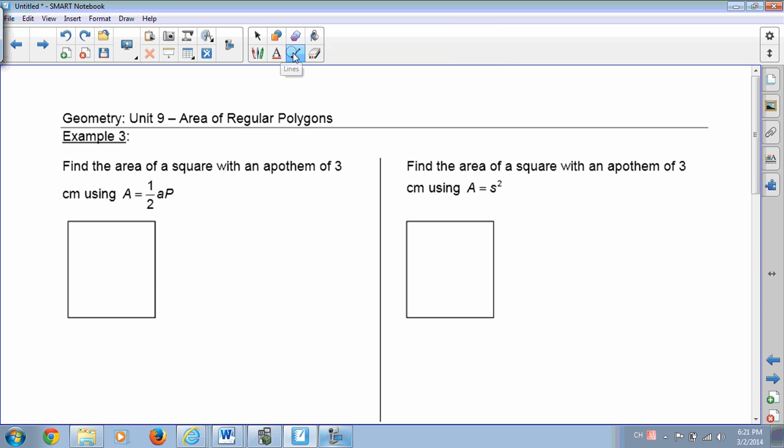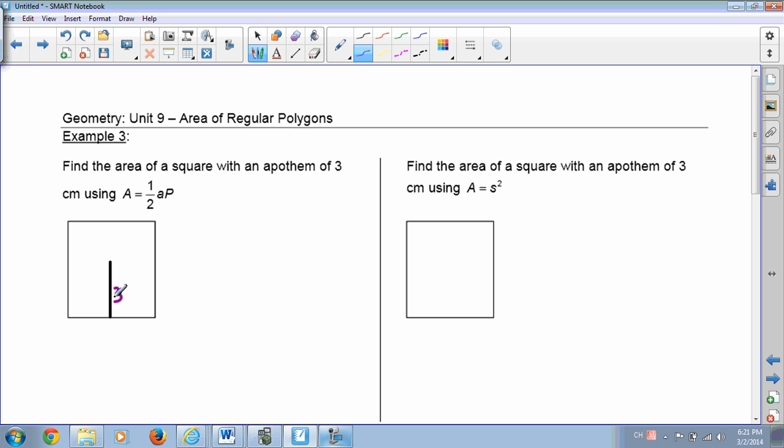Okay, so find the area of the square with apothem of 3 by using A equals 1/2 a times p. Okay, so let's draw our apothem first. Remember, the apothem comes from the center to the midpoint of an edge. We're going to label that as 3 in this case. There we go. Okay, and we're not given any other information besides this.